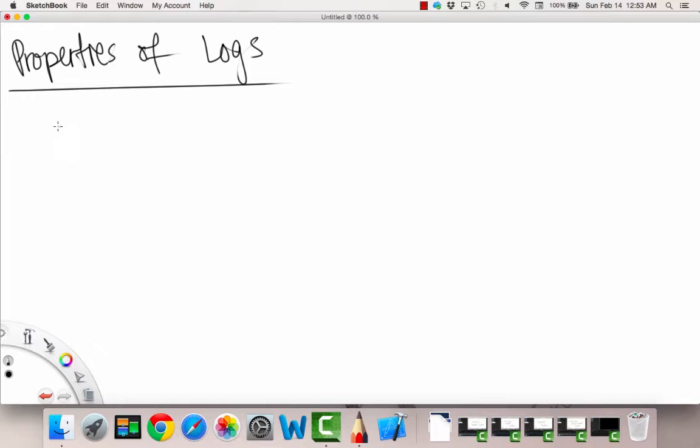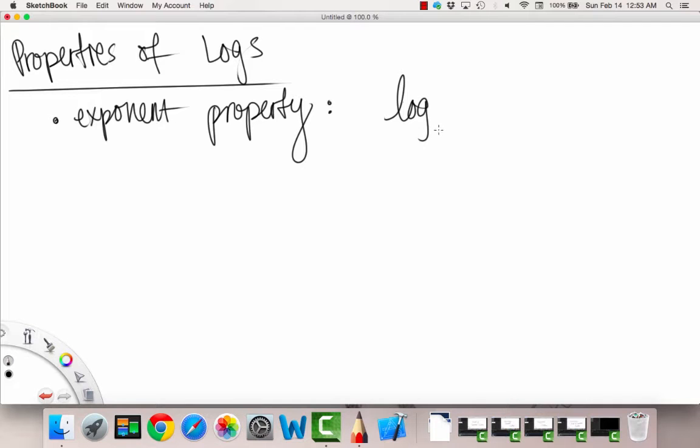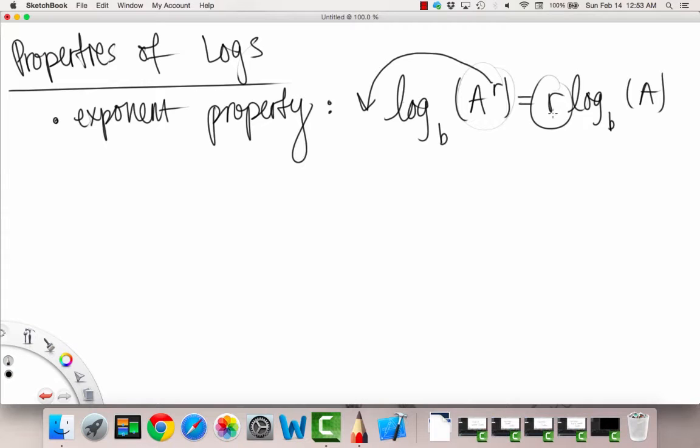So now let's go over some properties of logs, and logs refers to logarithms. What we have first is called the exponent property. Let me just write the rule and then I'll explain what's going on. We have log base b of a to the r is equal to r times log base b of a. Basically, when you're taking the log of something and that something happens to have an exponent, we're always welcome to move that exponent right out in front and make it the coefficient.